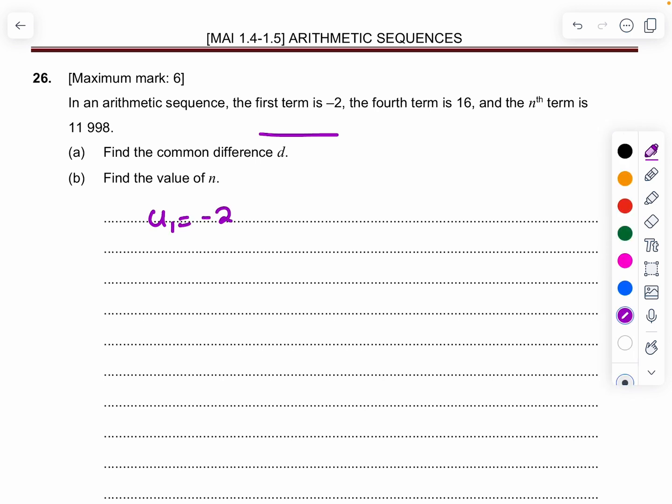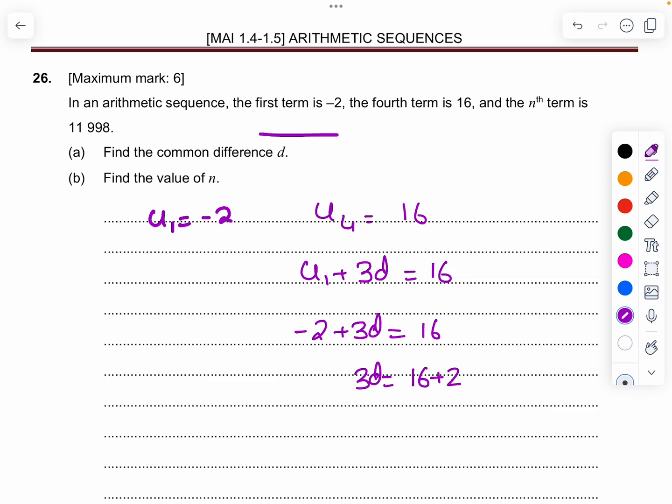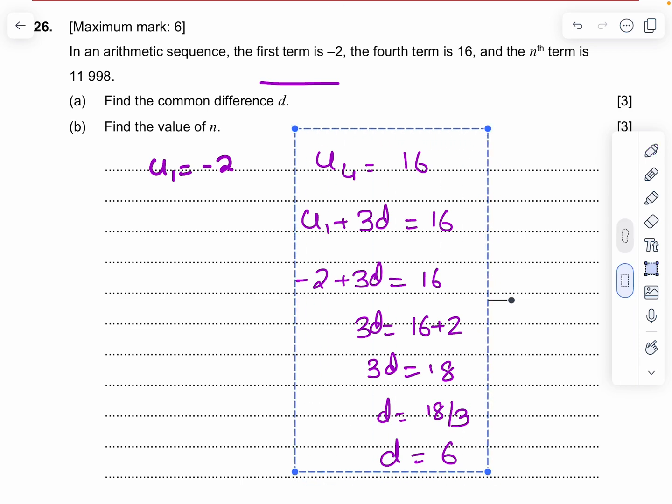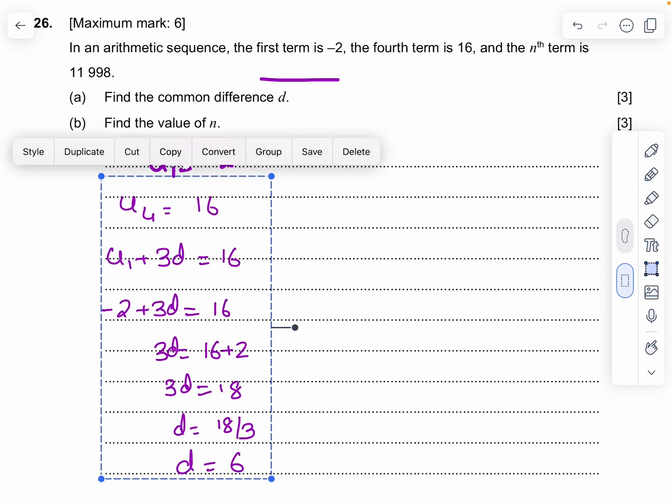The fourth term is 16. Fourth term means u1 plus 3d equals 16. u1 is negative 2, plus 3d equals 16. So 3d equals 16 plus 2, 3d equals 18. So d equals 18 upon 3. The common difference is 6.